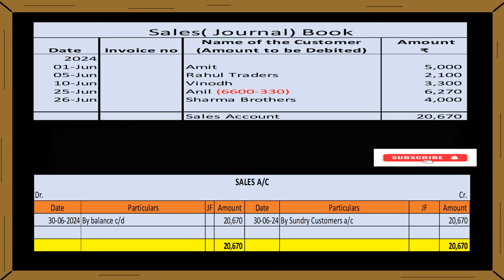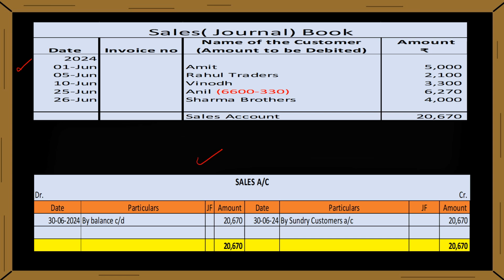We have completed recording all the transactions in the special journals or subsidiary books: sales, purchase, sales return, purchase return, and in the journal proper also we have written one entry. Now we have to record or post these transactions to the ledger accounts.